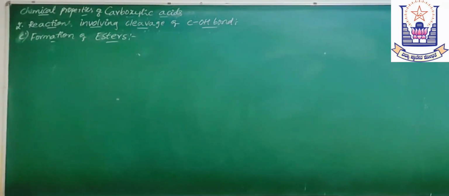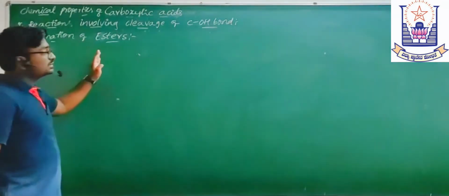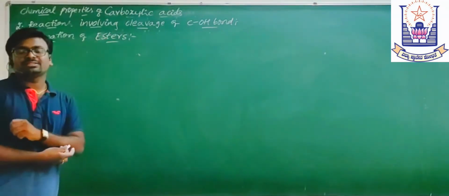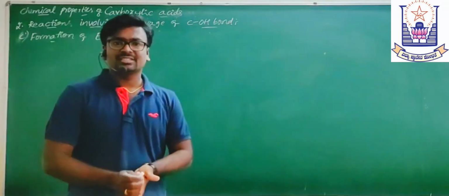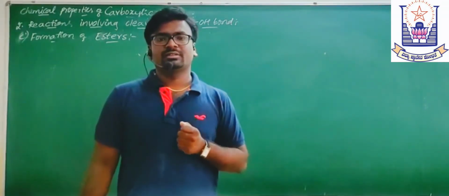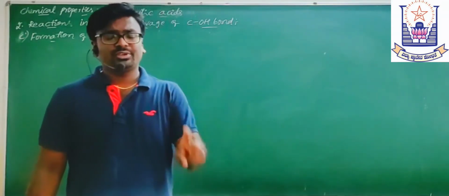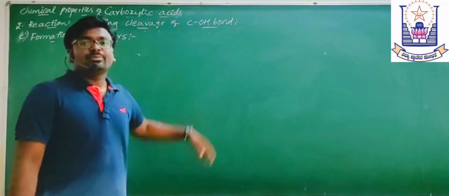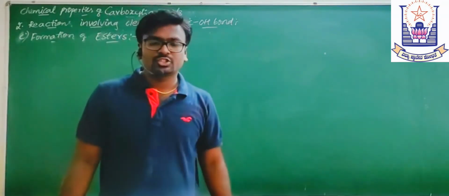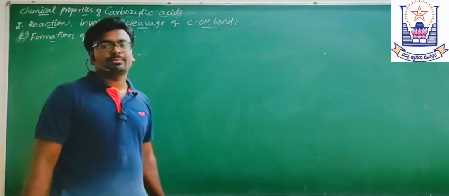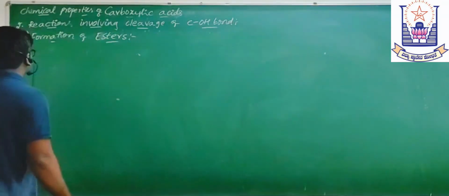Now let us discuss about the conversion of the carboxylic acids to esters. This is already discussed under the unit alcohols, phenols. When alcohols or phenols are treated with the carboxylic acids in the presence of an acid like H2SO4, it gives esters as the product.